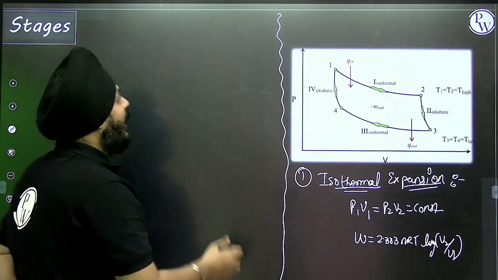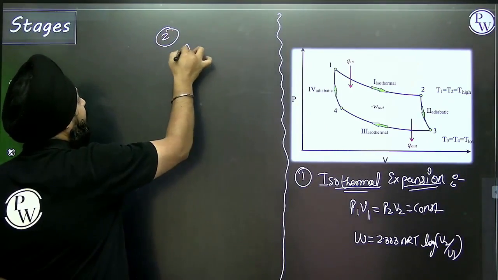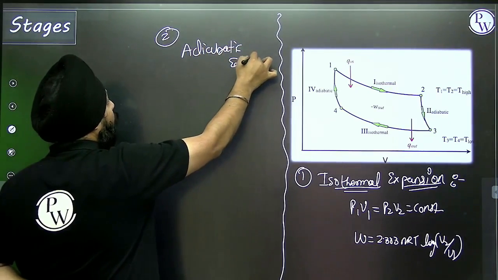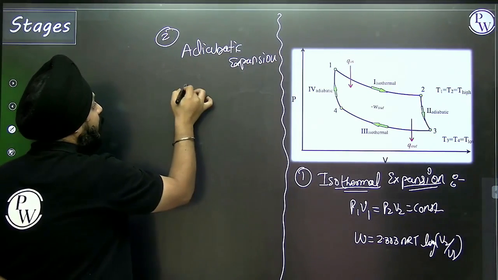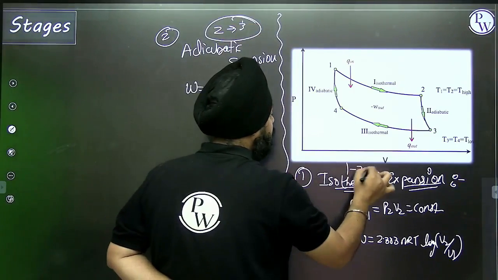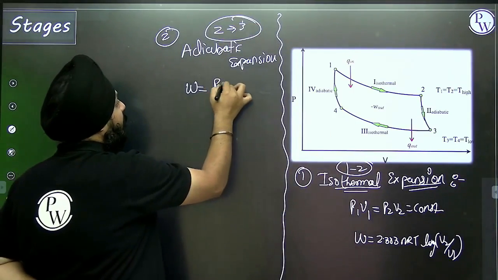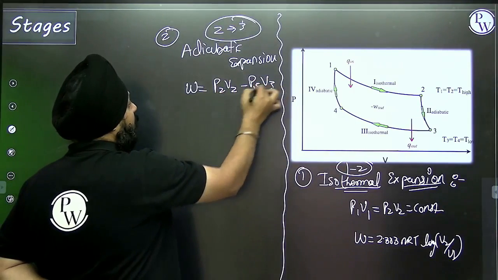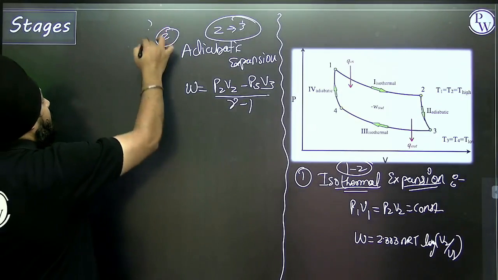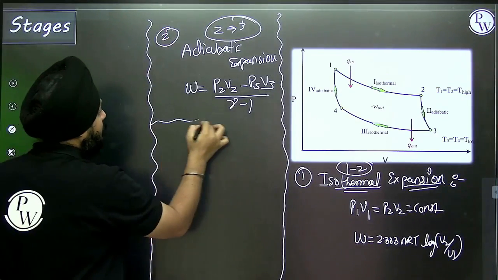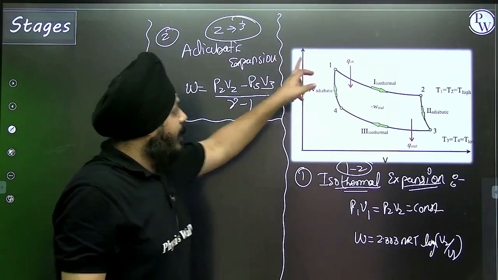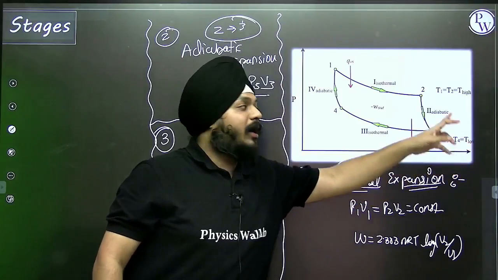What is the second stage of the Carnot engine? Adiabatic expansion. In this stage, the net heat flow is 0. This is the step from second to third, and the earlier one was first to second. Here work done is equal to P2 V2 minus P3 V3, whole divided by adiabatic index minus 1.